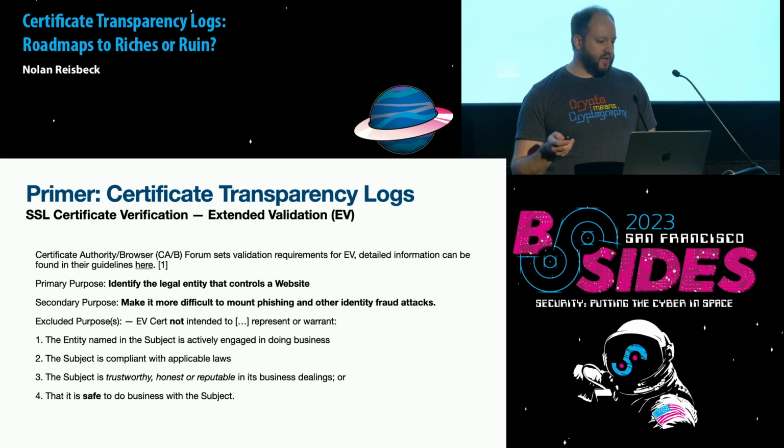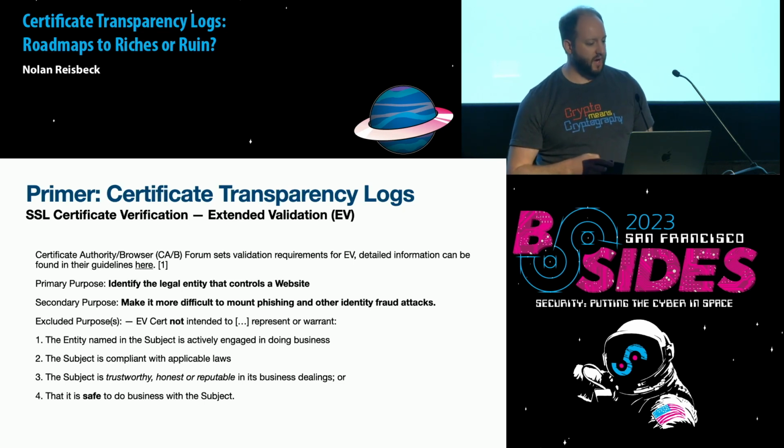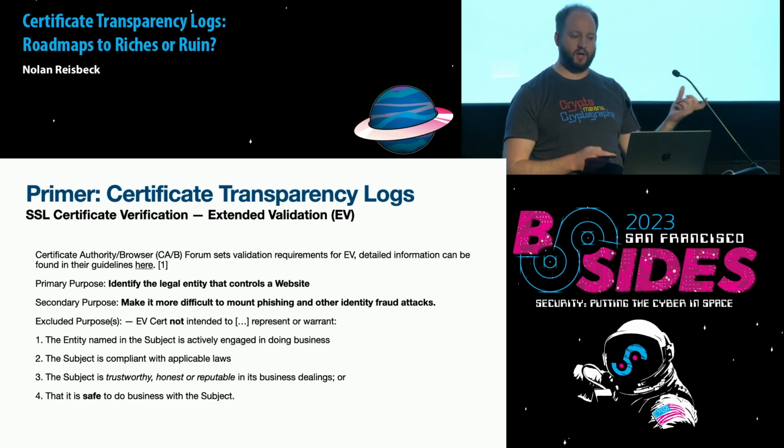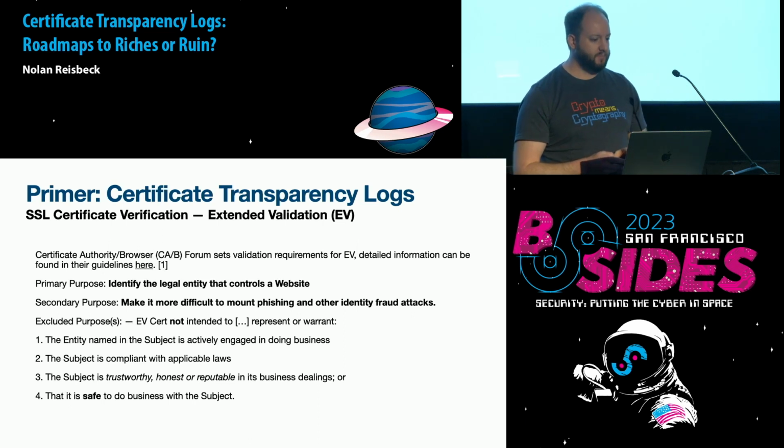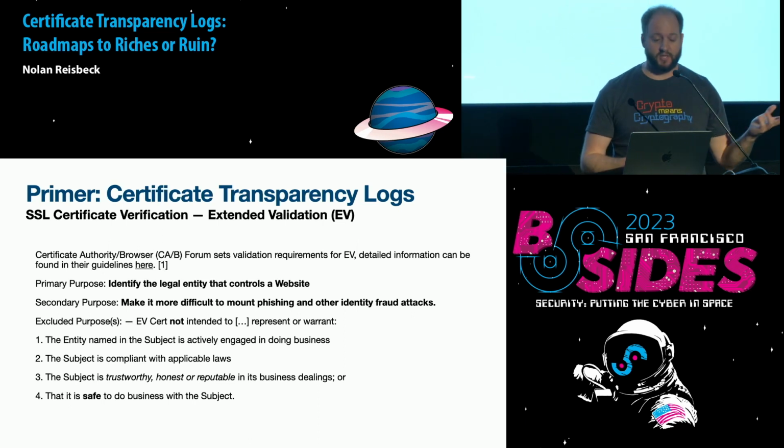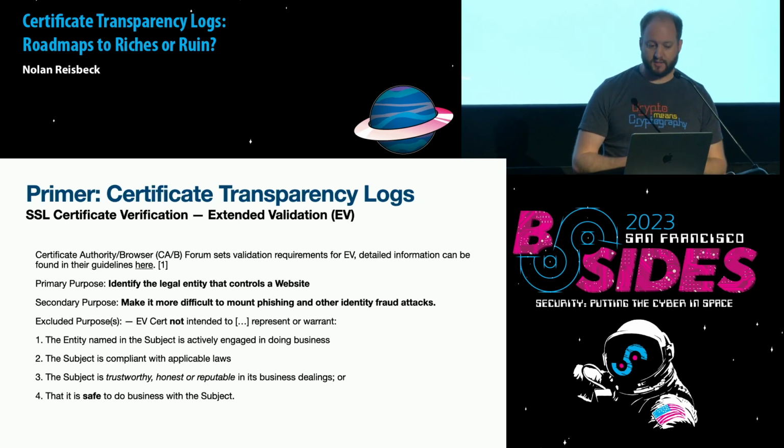So the CAB validation requirements, like I said, the primary purpose is to identify the legal entity that controls the domain, and secondarily, to make it more difficult for fraud and other types of identity attacks to happen. However, an EV certificate is not intended to represent or warrant that the legal entity named in the certificate is actually currently still doing business, or that it is compliant with local laws in their jurisdictions.